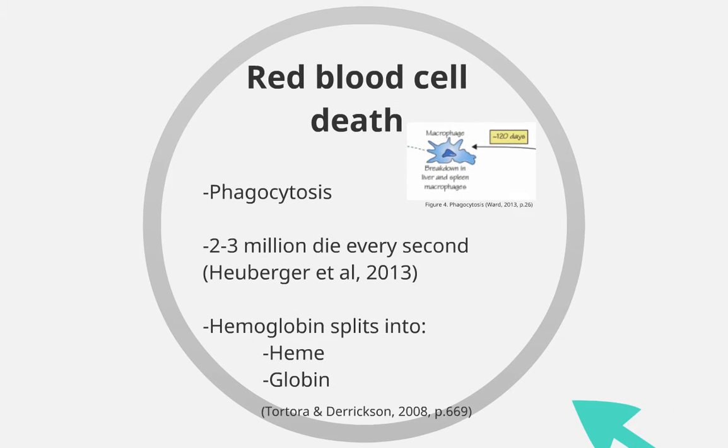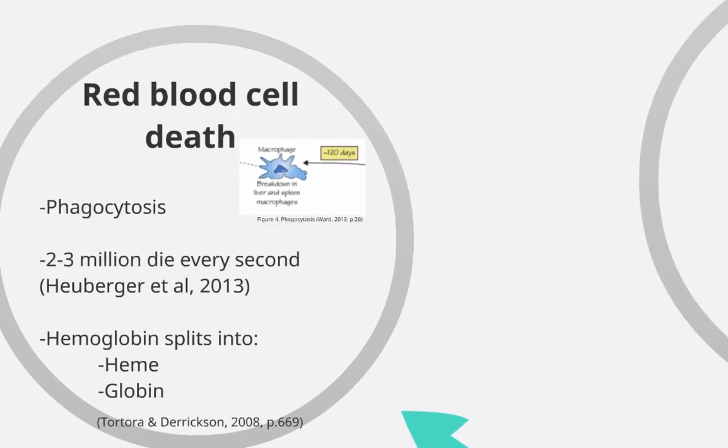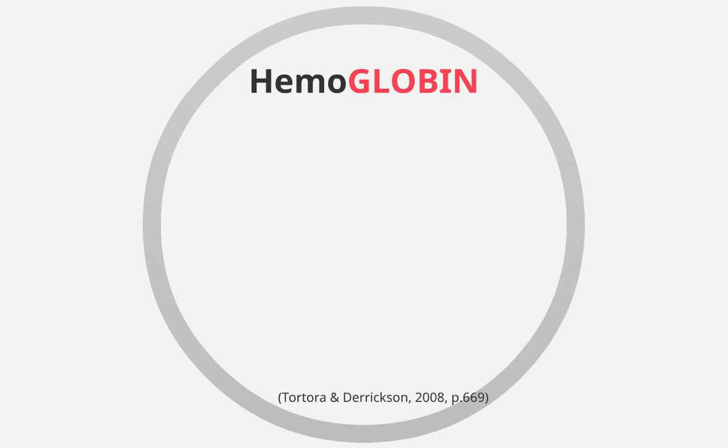Red blood cells are destroyed by macrophages in the liver and spleen via phagocytosis. This process destroys about 2 to 3 million red blood cells every second. Hemoglobin is then broken down and split into the heme and the globin parts. The globin part is then broken down into amino acids, which are then reused for protein synthesis.